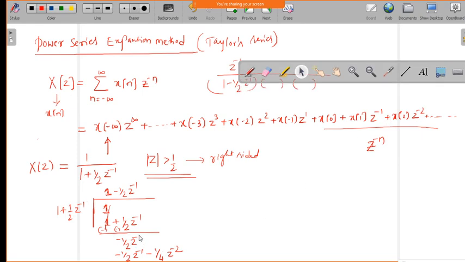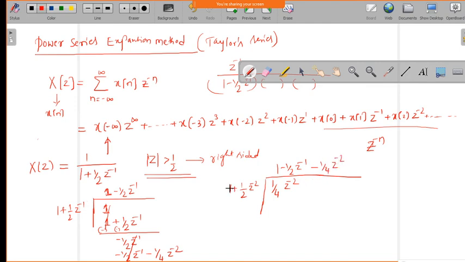So if you subtract this one, this one will cancel each other, and you will get plus 1 by 4 z inverse, that is 1 by 4 z power minus 2 remains as it is. Okay, so now again we divide that one by this one, so we have already 1 minus half z power minus 1. So now what is the factor we need to get in order to cancel this?